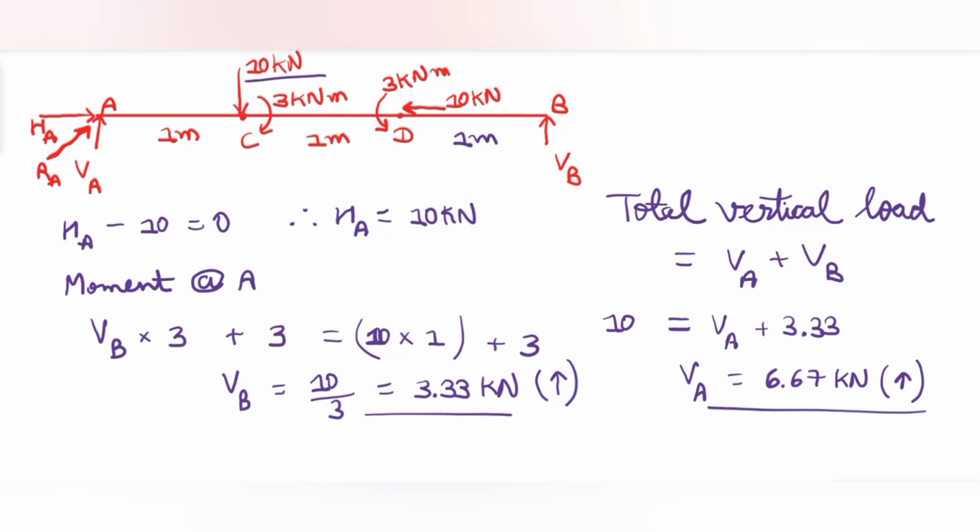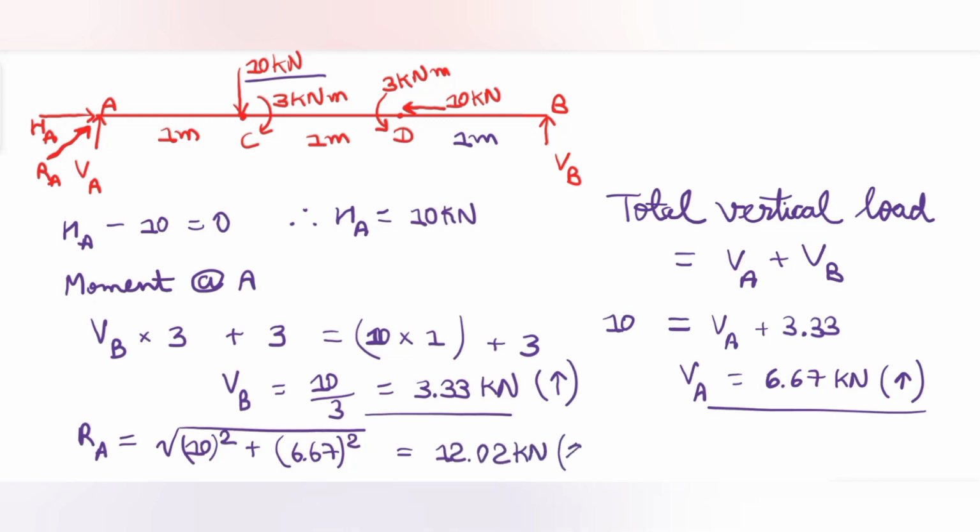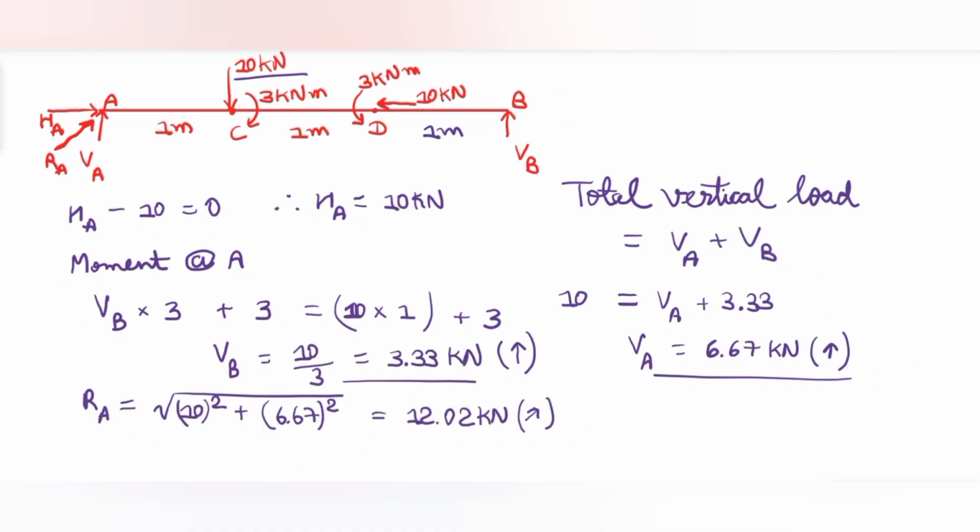And then we'll find RA. We have already found HA. RA is equal to under root of HA square plus VA square, that is 10 square plus 6.67 square, which is equal to 12.02 kilonewton. And then tan theta A will be equal to VA upon HA, that is 6.67 upon 10, which is 0.667. Theta will be equal to tan inverse of 0.667, that is we get theta is equal to 33.70 degree.